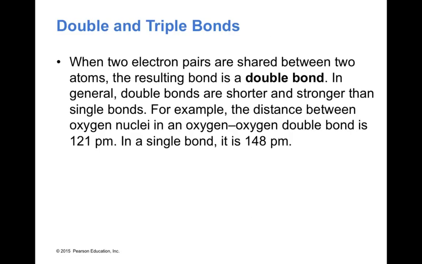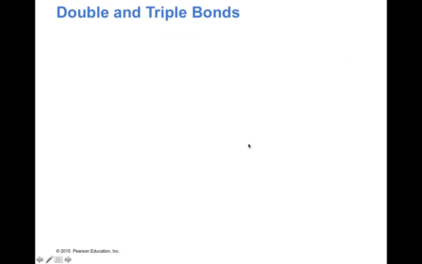When 2 electron pairs are shared between 2 atoms, the resulting bond is a double bond. In general, double bonds are shorter and stronger than single bonds. For example, the distance between the oxygen nuclei in an oxygen-oxygen double bond is 121 picometers. In a single bond, it is 148 picometers. So the double bond is shorter than the single bond.